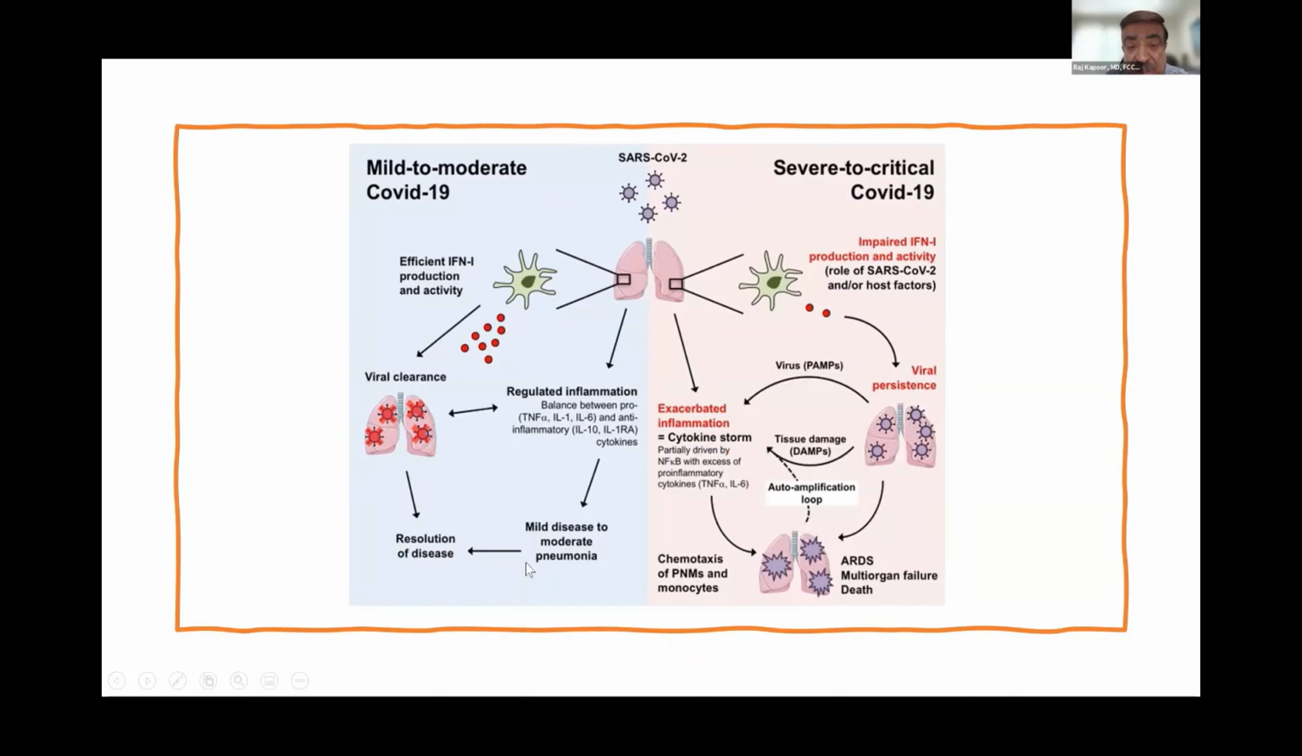But once this regulation becomes a dysregulation, there is impaired interferon response because of the genetic or the antibody factors, as I explained earlier. There may be other host factors because of other comorbidities. There is viral persistence and the virus cannot be controlled. And this is what causes the cytokine storm and the exacerbated inflammation and the tissue damage. And there is an autoamplification loop and then the multi-organ failure and ARDS because of chemotaxis of a lot of neutrophils and monocytes coming to the site and liberating the cytokines.